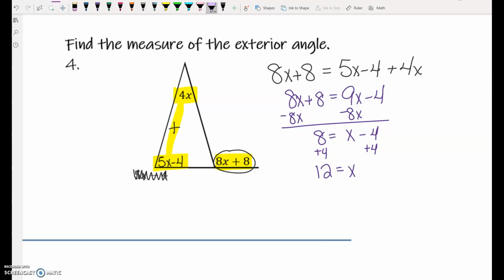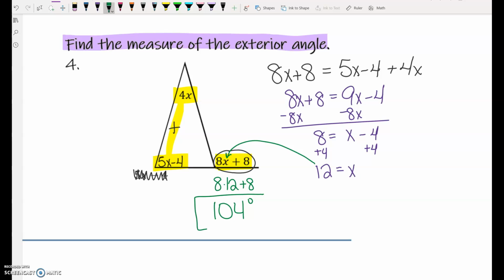No. This problem says specifically, find the measure of the exterior angle. It does not say find the value of x. It says find the measure of the angle. So we now need to take this 12 and plug it back into x to figure out what that exterior angle is. So 8 times 12 plus 8. So your answer is 104 degrees. Find the measure of the exterior angle. That exterior angle has a measure of 104 degrees.